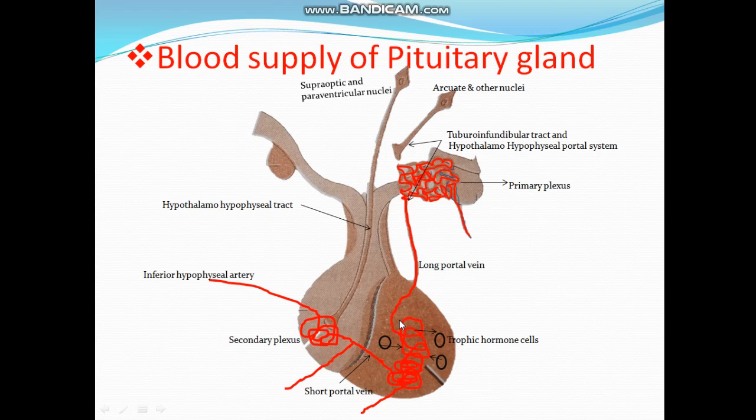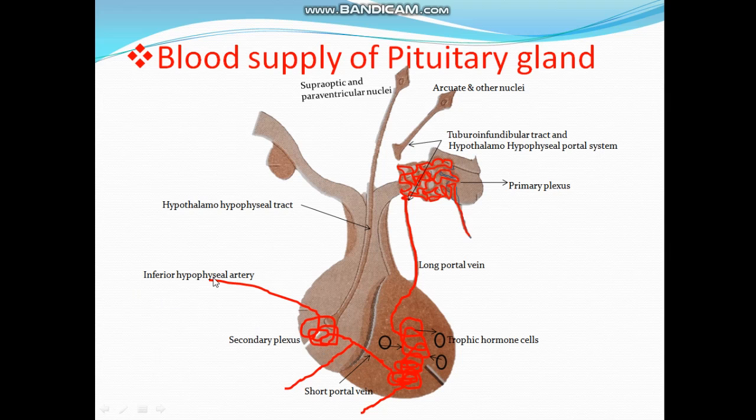This long portal vein forms another kind of plexus here in the adenohypophysis. This plexus forms the capillaries and sinuses in between the cords of acidophilic cells and basophilic cells of the adenohypophysis. And finally, the blood from the adenohypophysis drains into the cavernous sinus and internal jugular vein. Now come to the posterior pituitary gland.